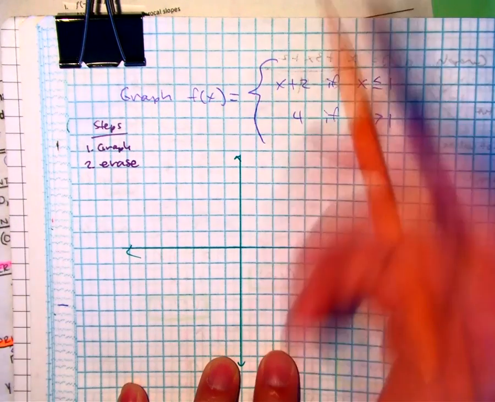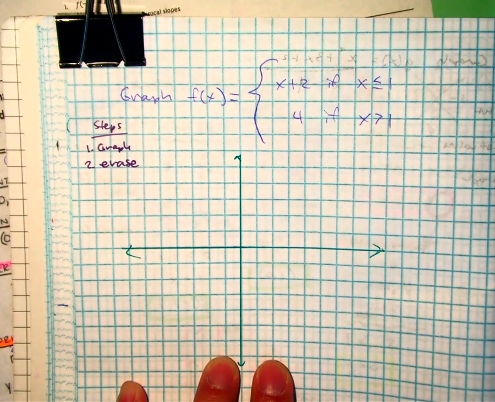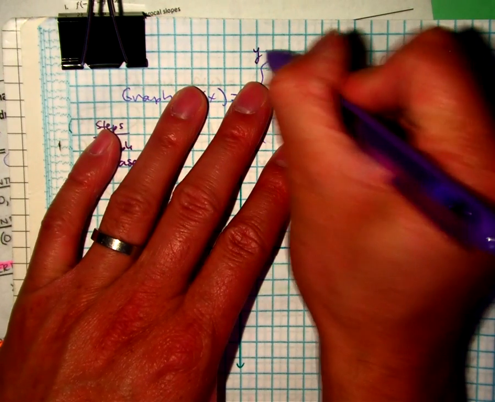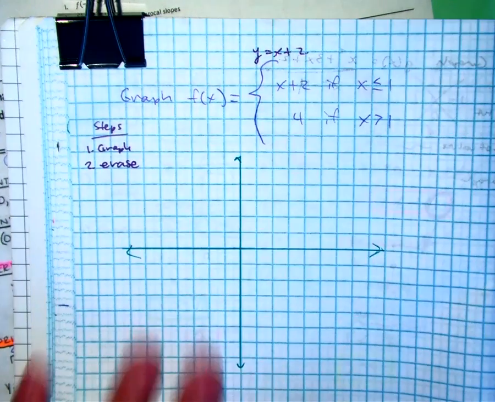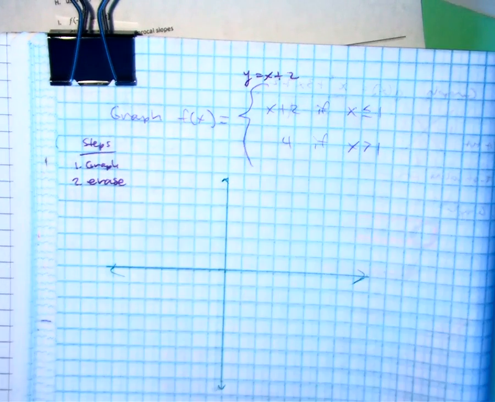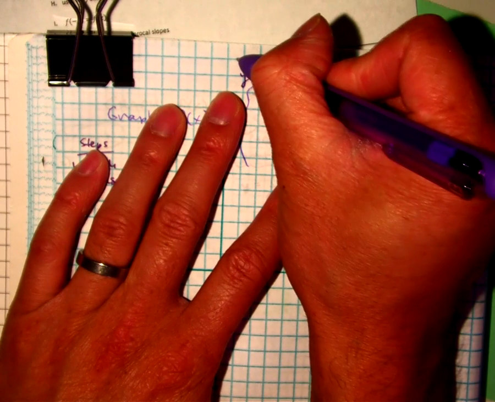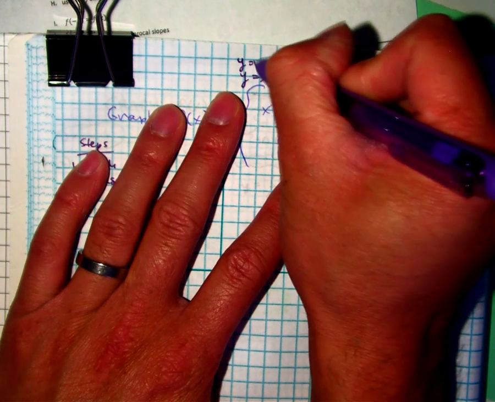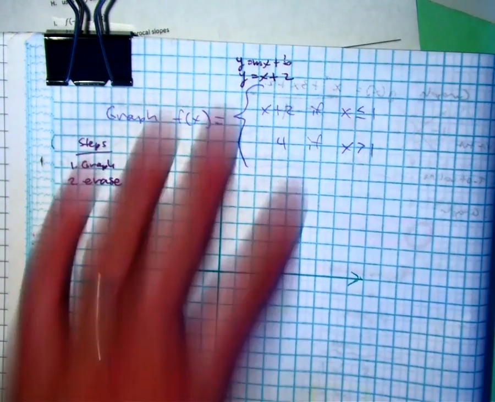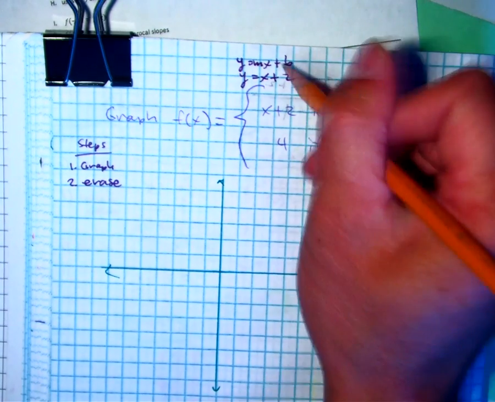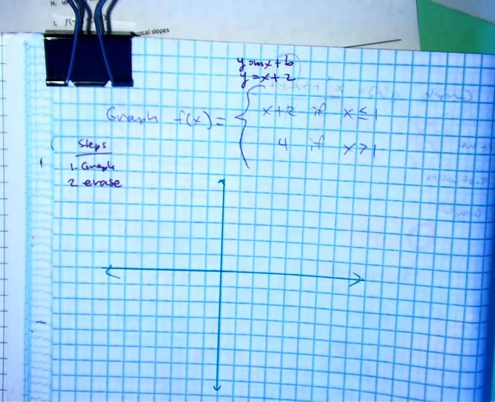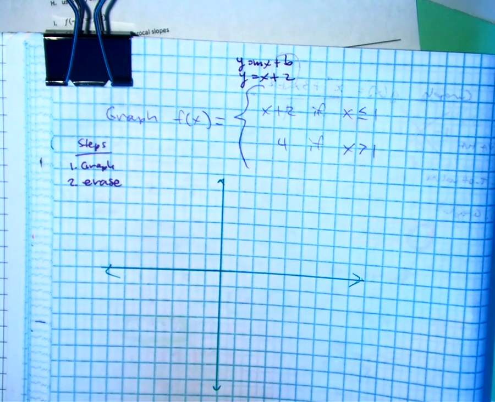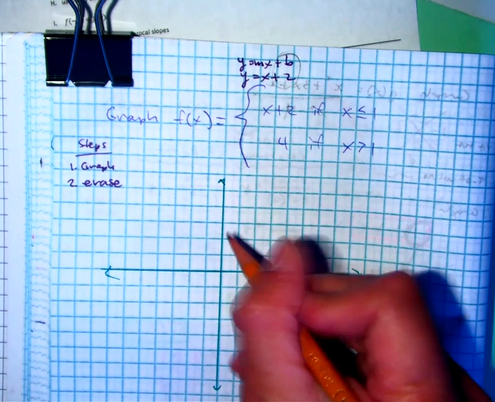So here, pretend this part up here reads y equals x plus 2. Basically that's a linear in slope-intercept form. So pretend it's like y equals mx plus b. Does that make sense? So here my starting point is 2. So let's go find my y-intercept of 2.